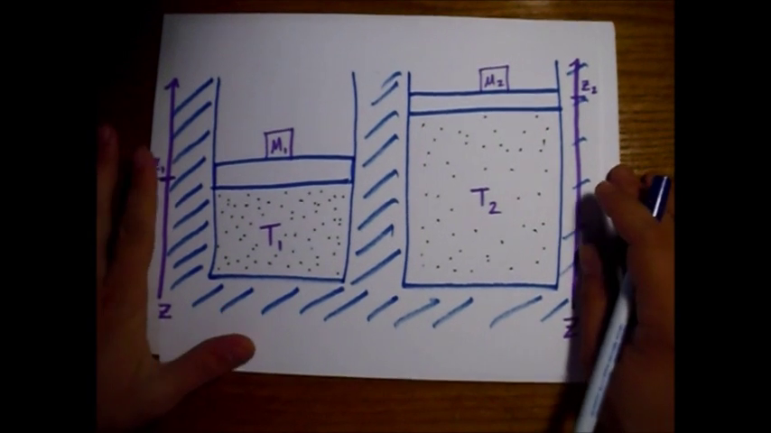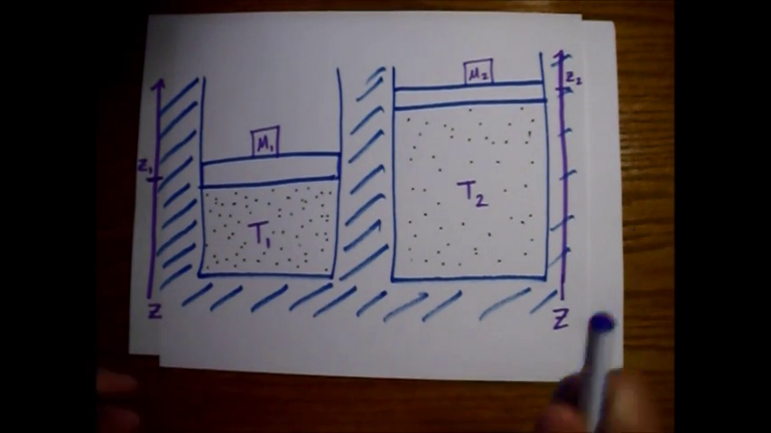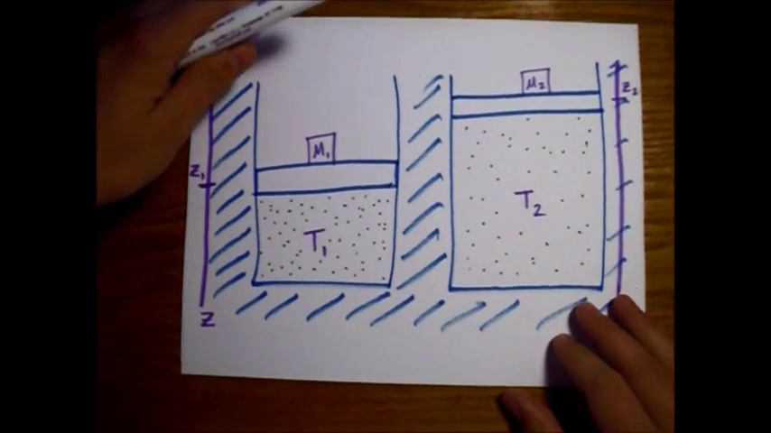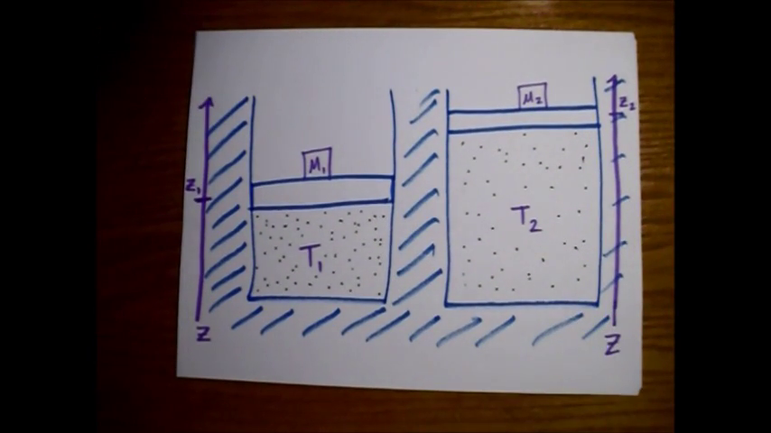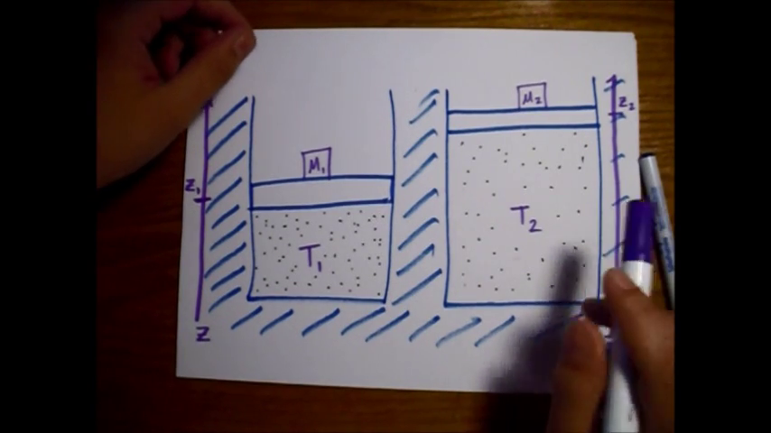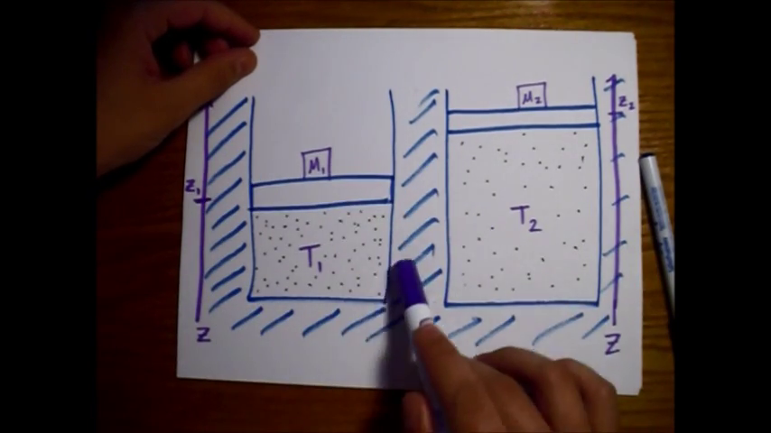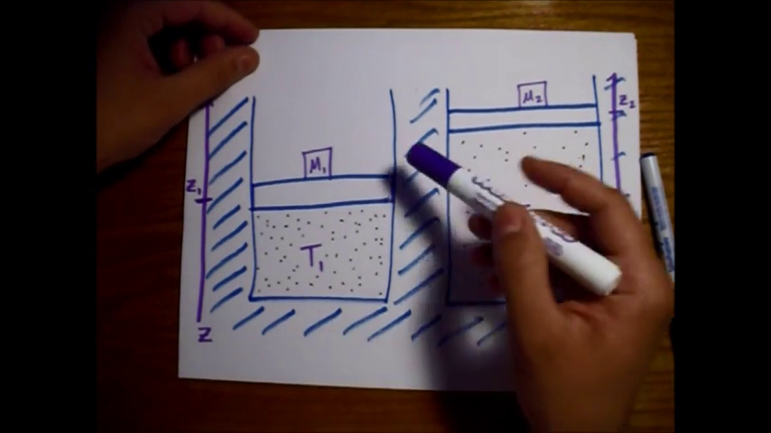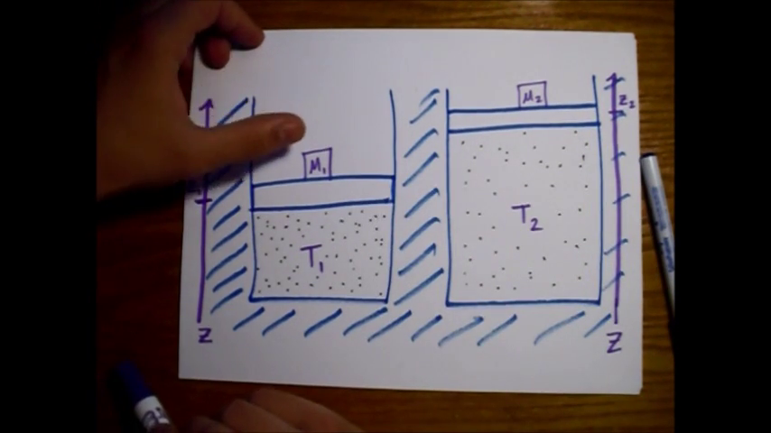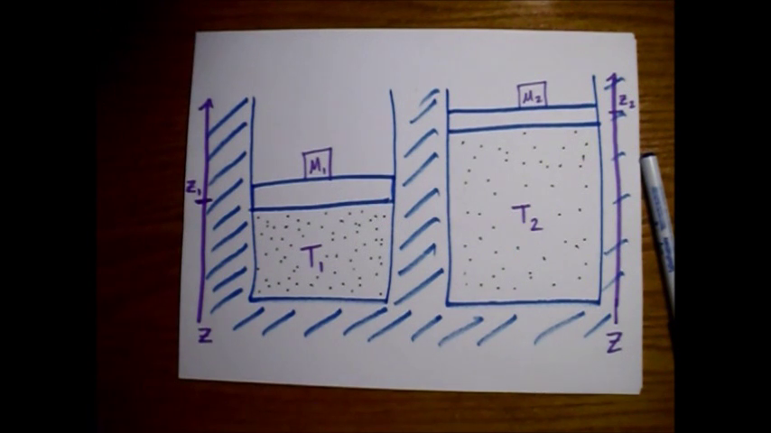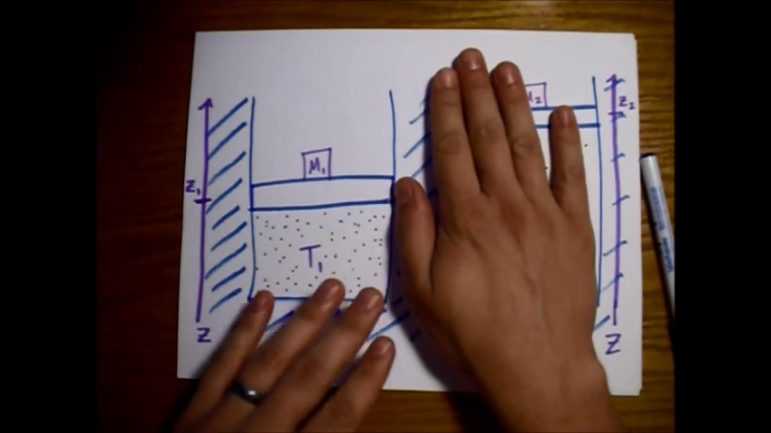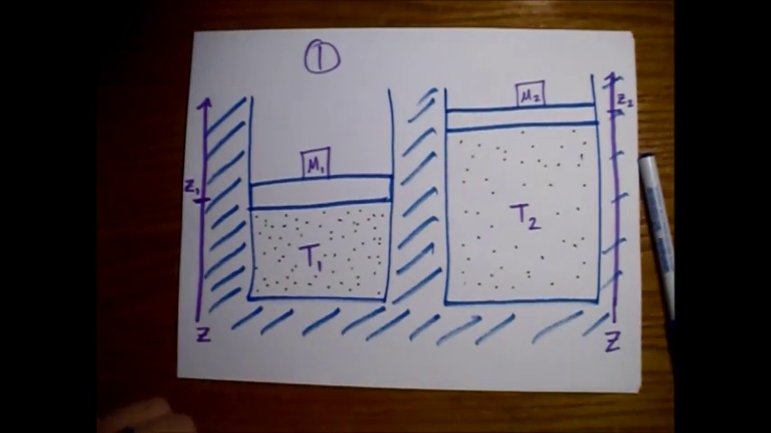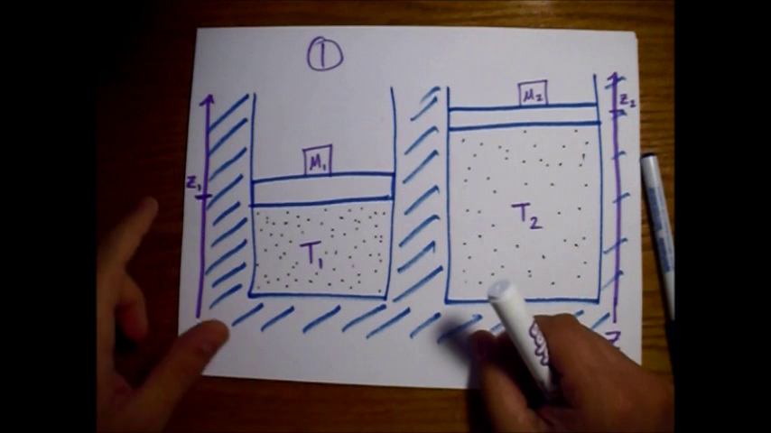Okay, so we're looking at a situation where we have a cylinder of gas. We're assuming it's massless, whatever, and it's surrounded by insulating walls and has a movable piston on top, which is supporting a mass. All right, so this is in equilibrium. I'm going to call this side number 1. We have an M1, a T1, and a Z1.